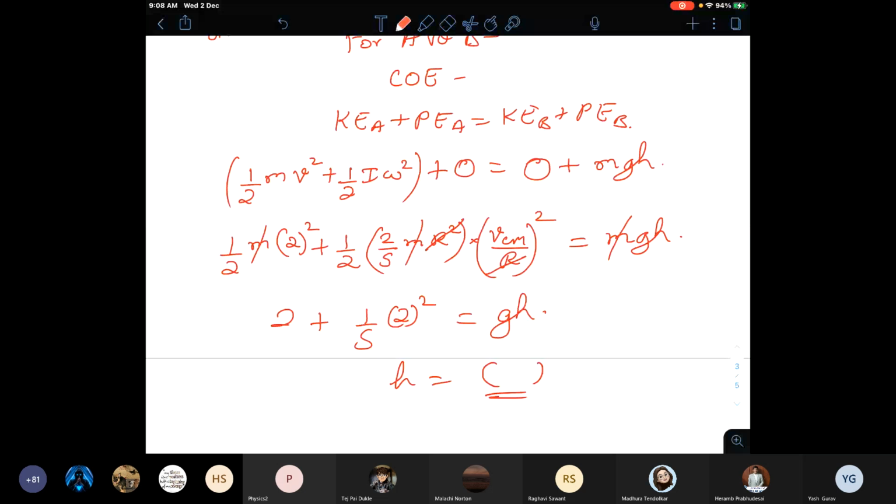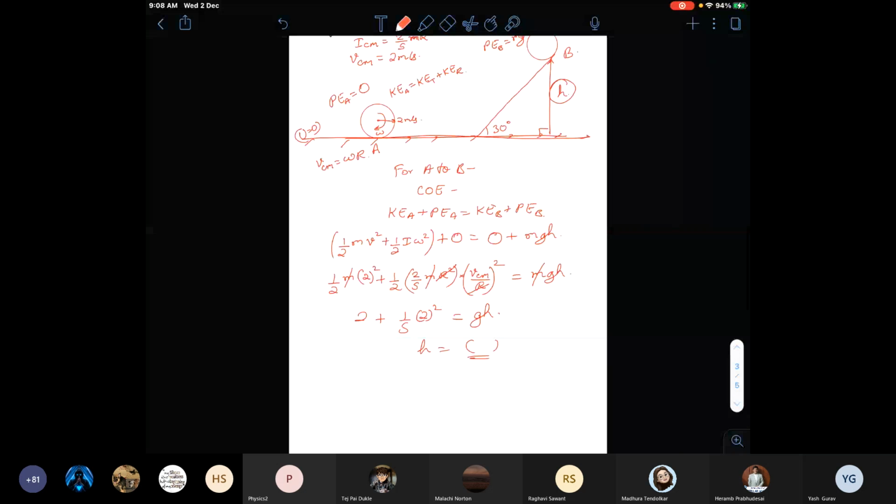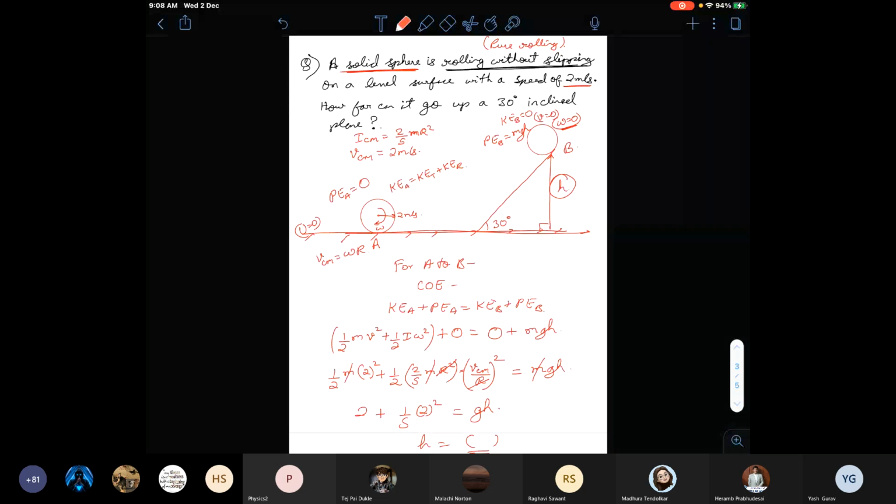So this is how you can calculate the height it will travel. Hope it is clear. Any doubt in this? It is a simple question of conservation of energy, just because of pure rolling.